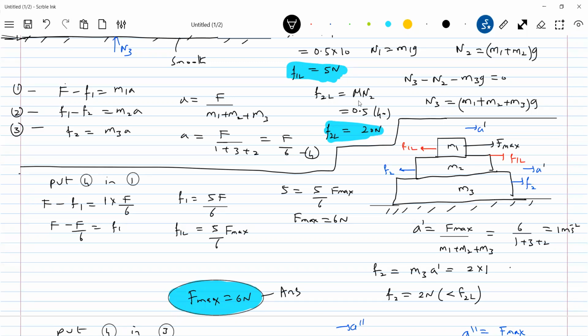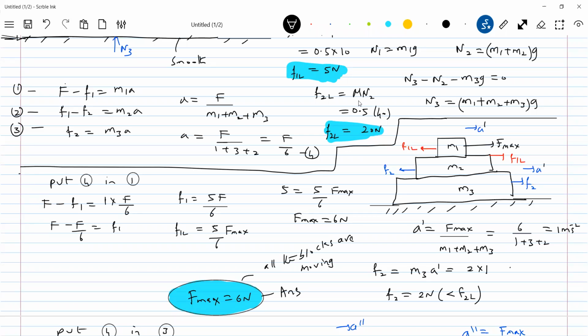For mass M2, sir. See, if M1 accelerates, then M2 should also accelerate, no? M3 also. All blocks are accelerating. All blocks are moving. Between M1 and M2, there will be static friction. There is no relative motion. If M1 is moving, then M2 should also move, with respect to the ground. So all the blocks are moving.